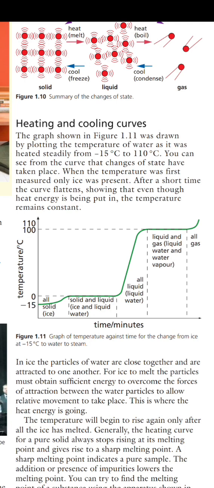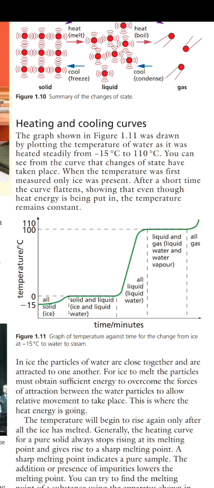An important point for exams. A pure substance has a sharp melting point, it melts at one exact temperature. If there is an impurity, like salt mixed with ice, the melting point becomes lower. That is why salt melts ice faster.